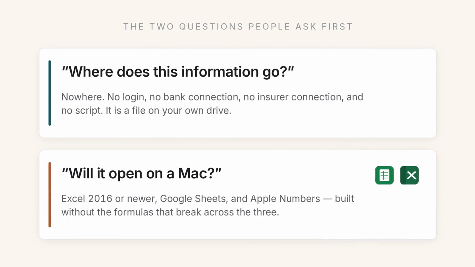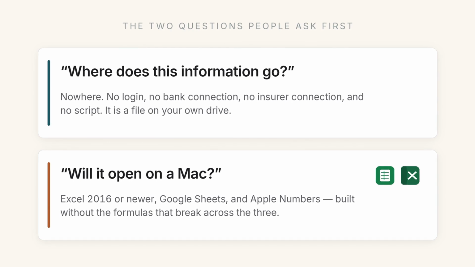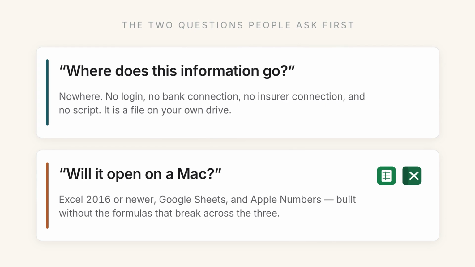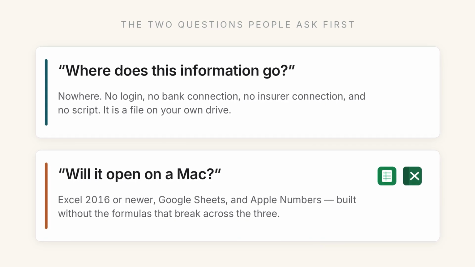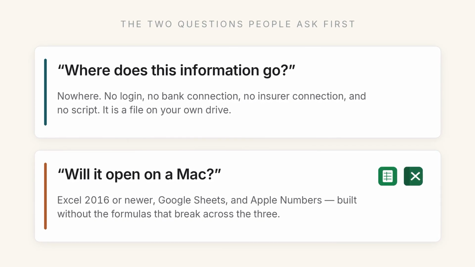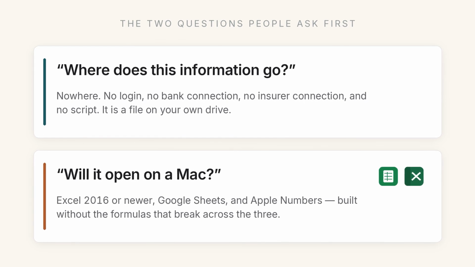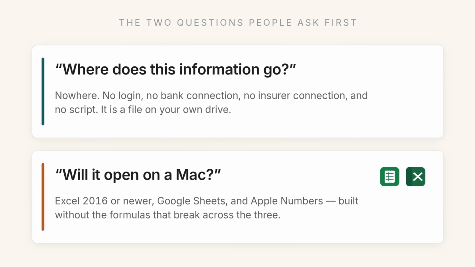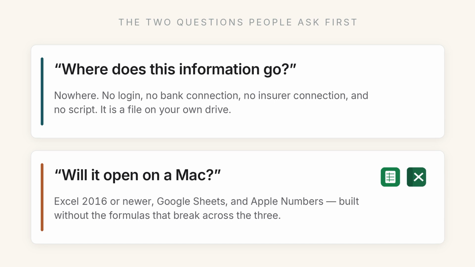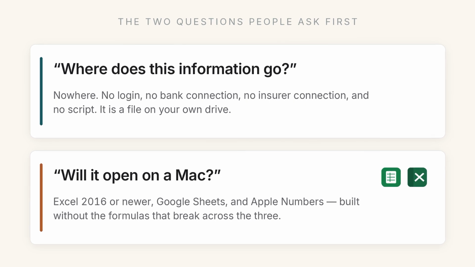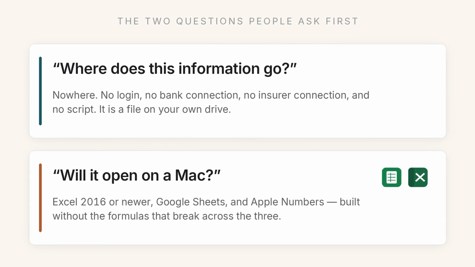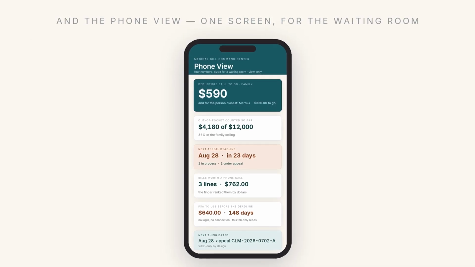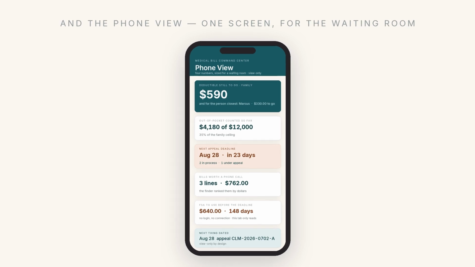2 questions people ask first. Where does this health information go? Nowhere. No login, no bank connection, no insurer connection, and no script. It is a file on your own drive, and nothing you type into it leaves it. And will it open on a Mac? Yes. Excel 2016 or newer, Google Sheets, and Apple Numbers, built without the dynamic array formulas that break other templates outside Excel. There is a phone view tab too. One screen for the waiting room.